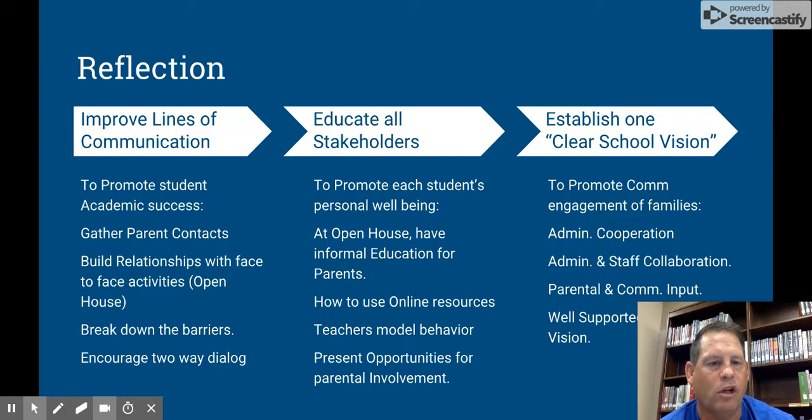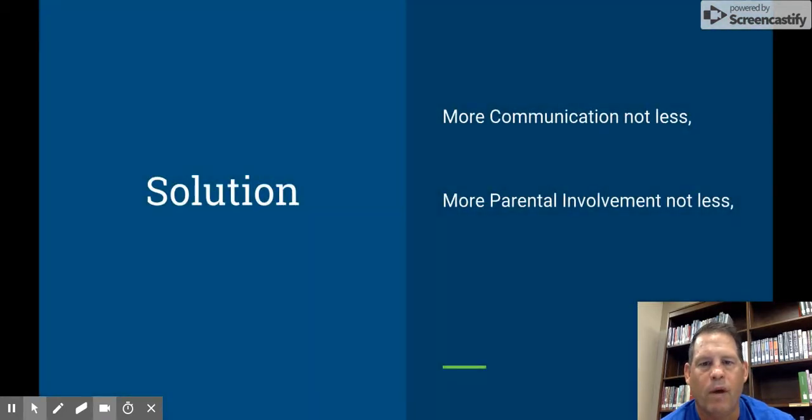Administration and staff need to collaborate with each other, and after they've collaborated, the parental and the community input needs to be encouraged and valued in this collaboration process. And when all of that takes place, you usually come up with a well-supported school vision. My solution is more communication, not less. More parental involvement, not less. That's my case study. Thank you very much.